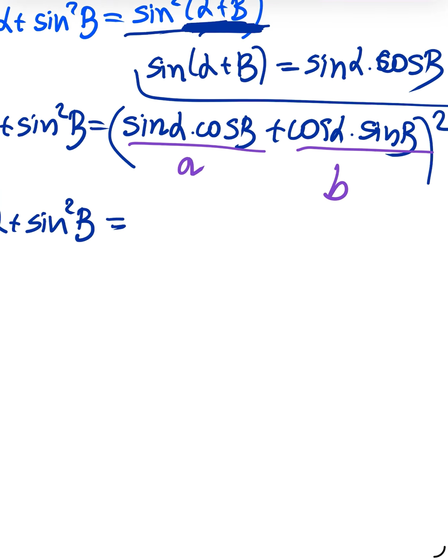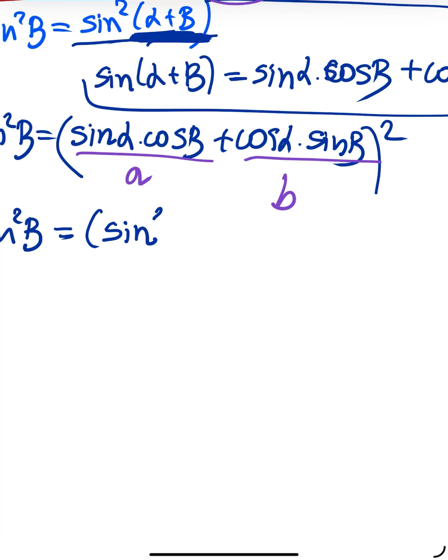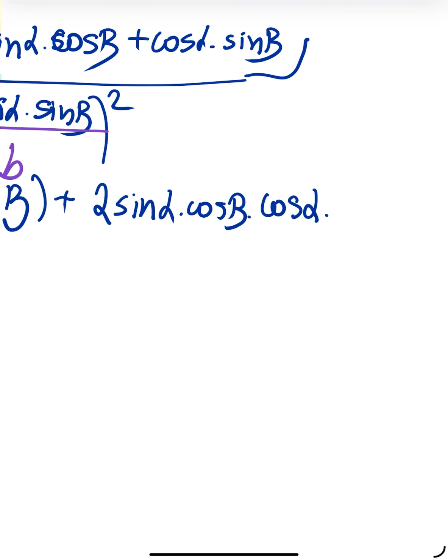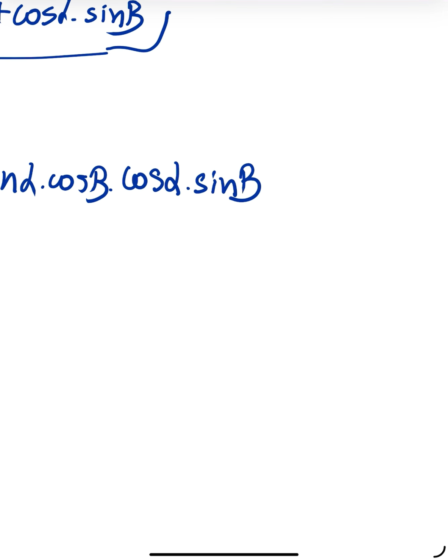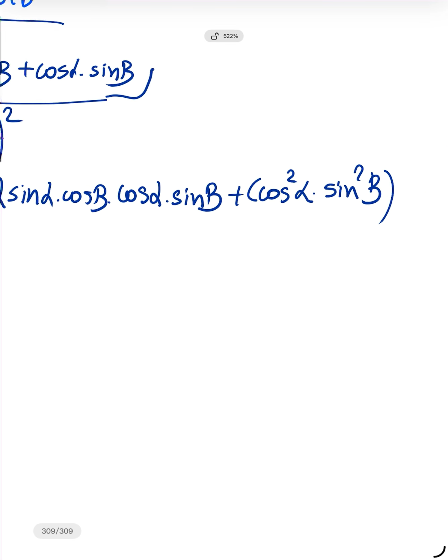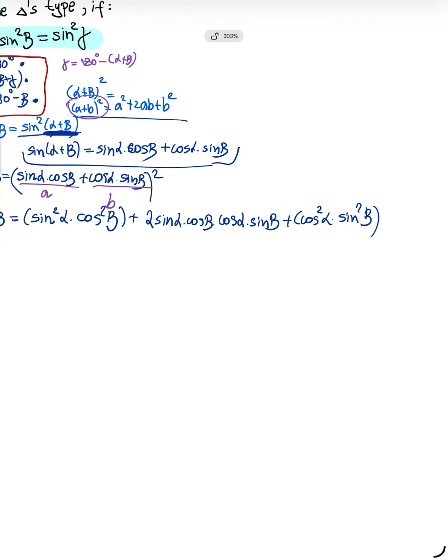And we are having sinus square alpha times cosine square beta plus 2 times sinus alpha times cosine beta times cosine alpha times sinus beta plus cosine square alpha times sinus square beta. So we directly applied the two formulas. First, the formula for the sum of angles, and then the formula for the abbreviated multiplication.